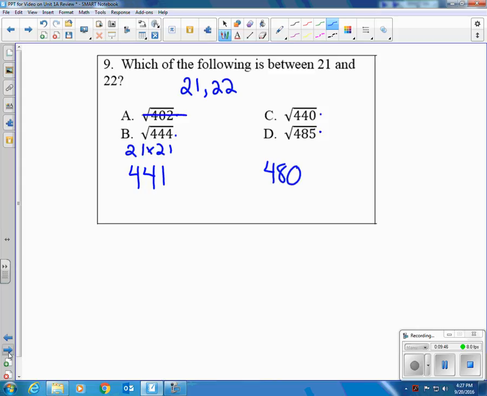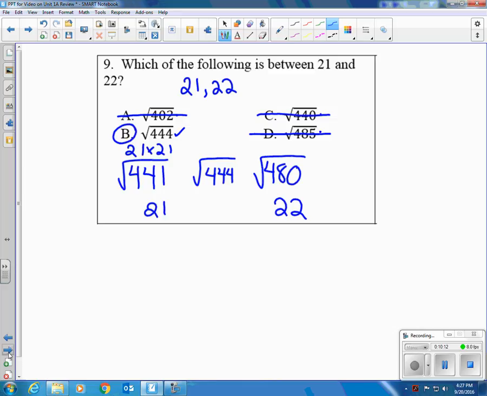Well, this one is too small. This one looks good because that's right after 441. This one is 440, so that's out. And 45 is too big. So clearly my right answer is this right here. So the square root of 444 is somewhere between the square root of 441 and the square root of 480, which makes it somewhere between 21 and 22. That's what we're looking for there with that.